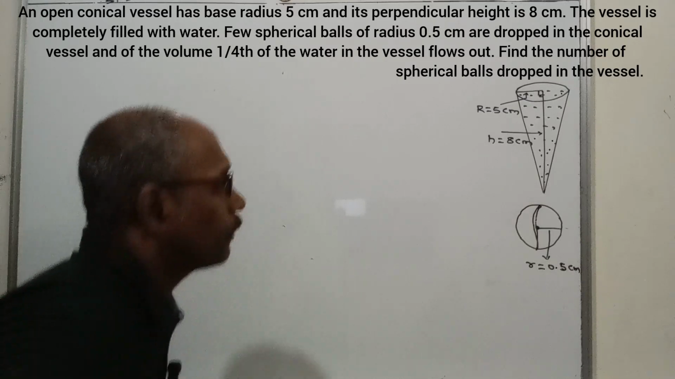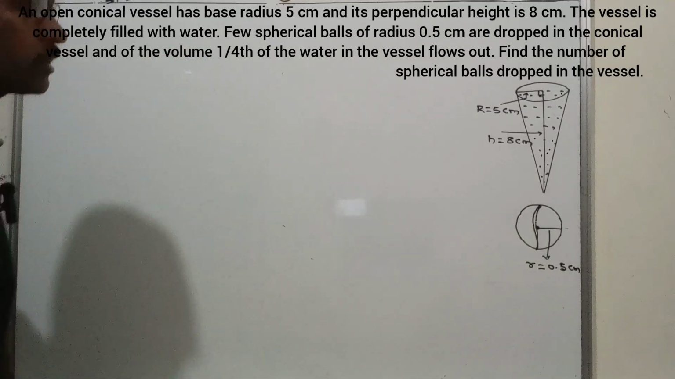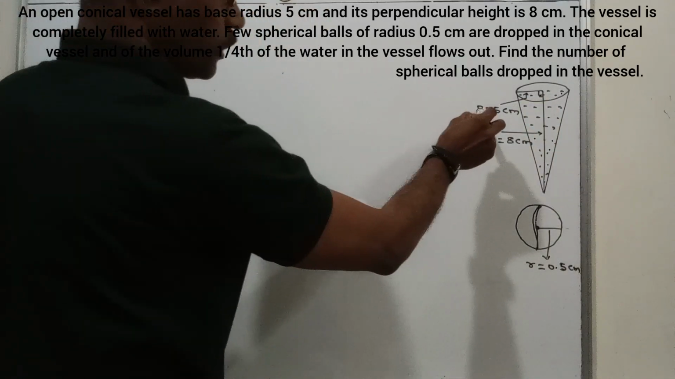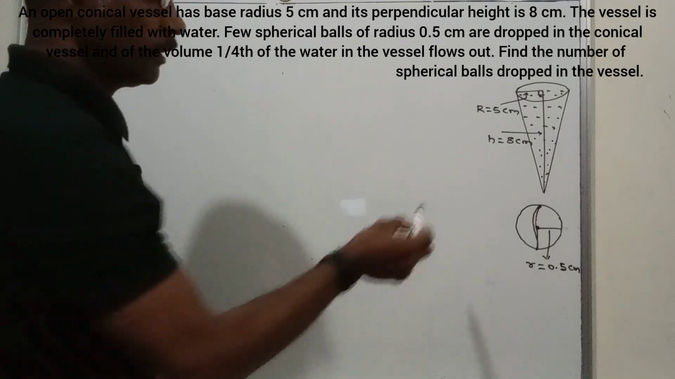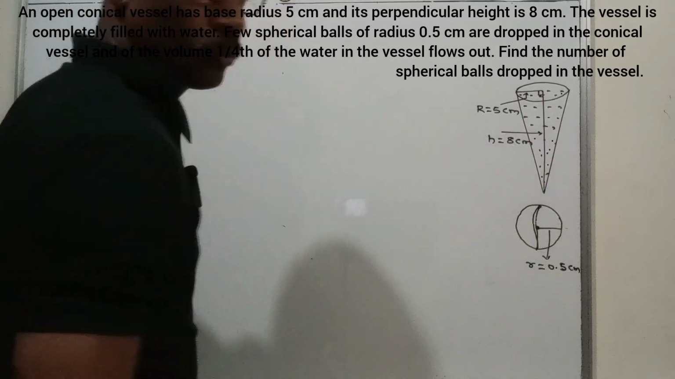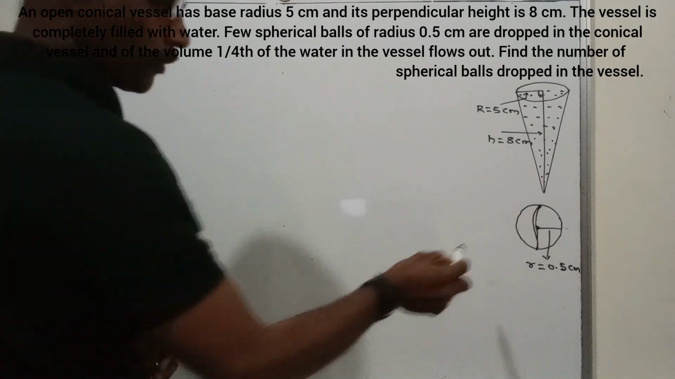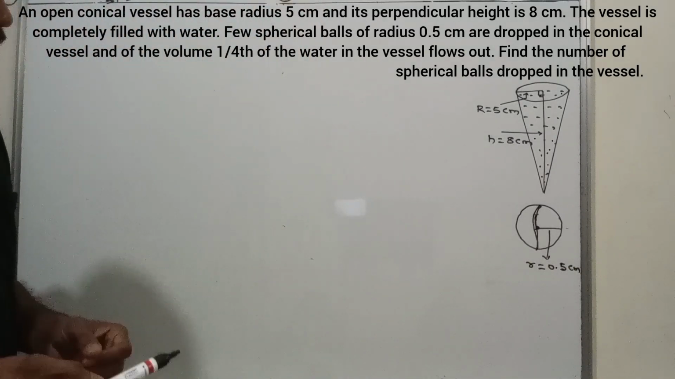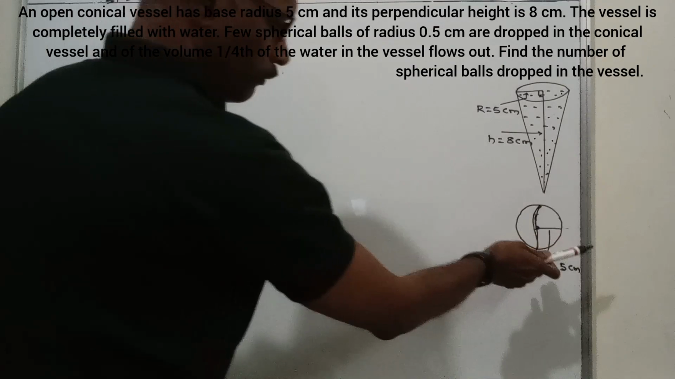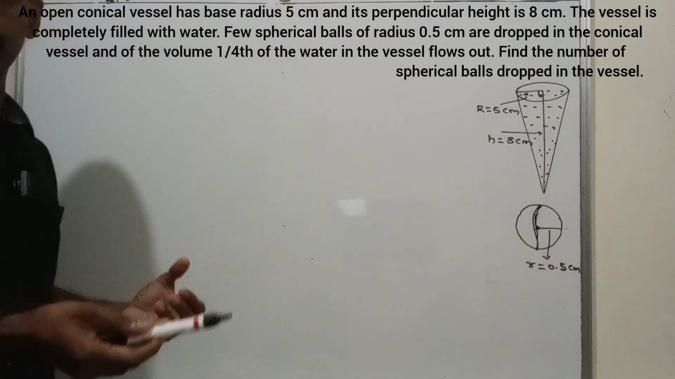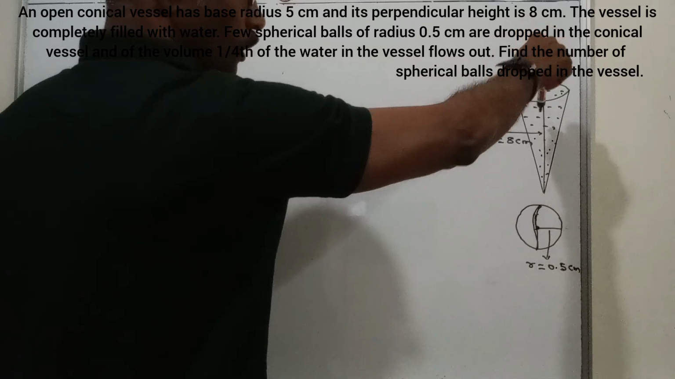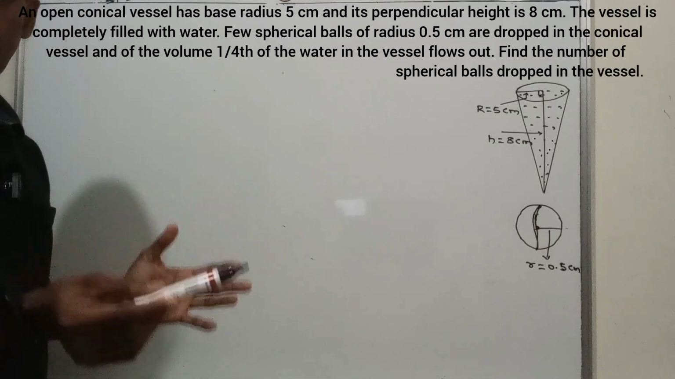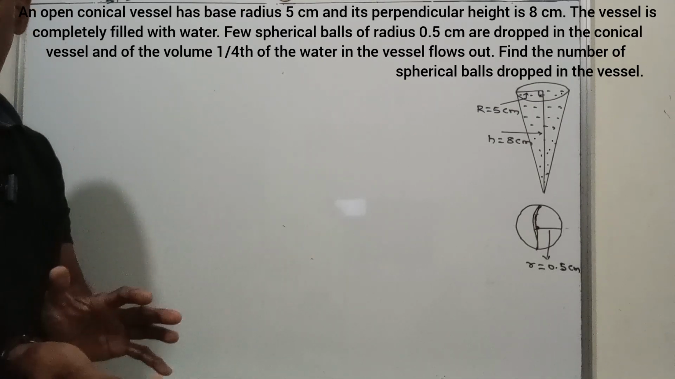Now, see this. We have given dimensions of this conical vessel. Base radius 5 centimeter. I have taken here capital letter R, and perpendicular height is also given, H 8 centimeter, and for this spherical ball we have given radius 0.5 centimeter. Now when we drop some number of balls inside this conical vessel containing water, then 1/4 of water spills out or flows out.